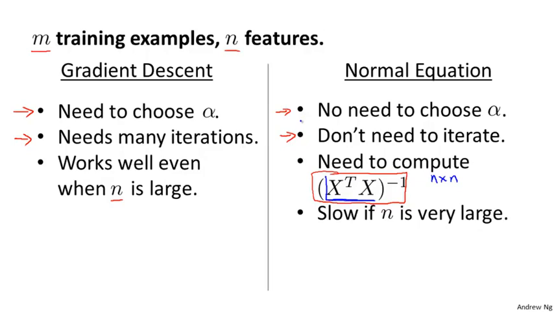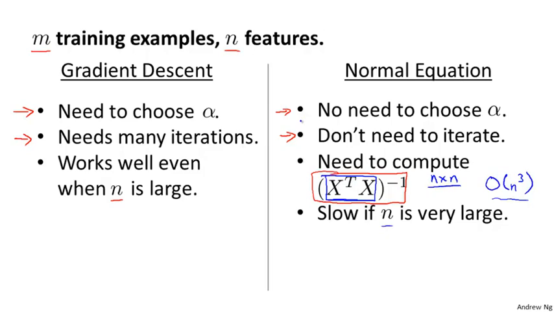The matrix X transpose X is an n by n matrix, where n is the number of features, and on most computer implementations, the cost of inverting a matrix grows roughly as the cube of the dimension of the matrix. So computing this inverse costs roughly order n cubed time. Sometimes it's slightly faster than n cubed, but it's close enough for our purposes. So if n, the number of features, is very large, then computing this quantity can be slow, and the normal equation method can actually be much slower.